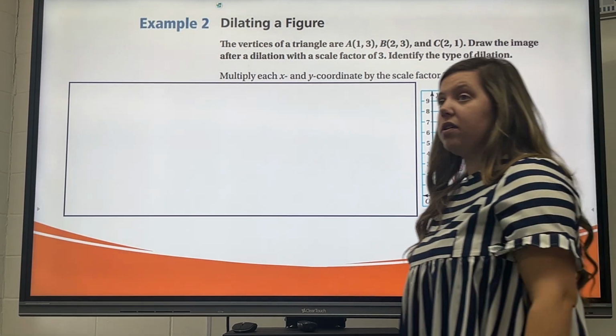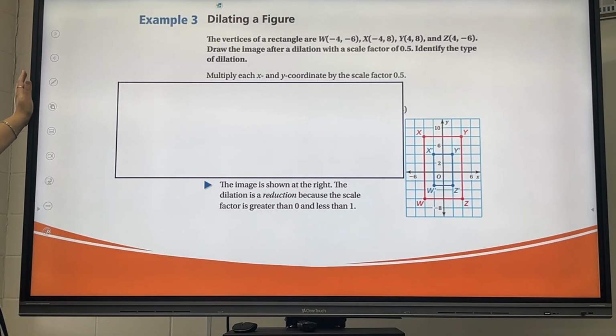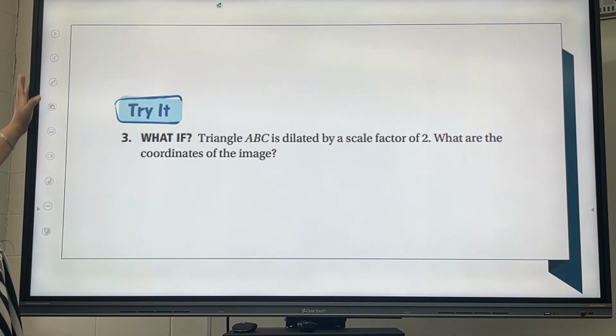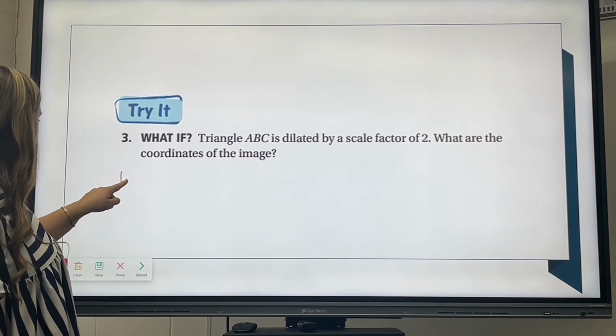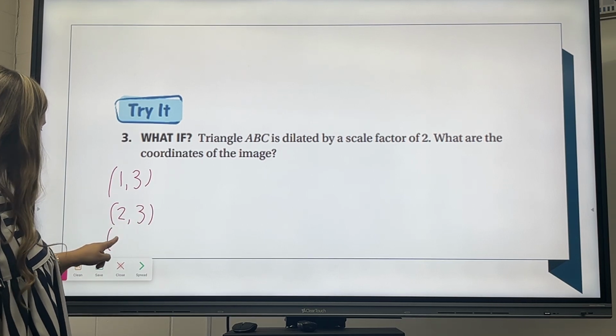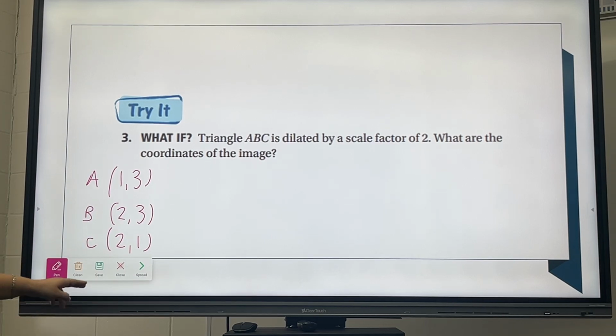So I think there's another one here for us to try. What if ABC is dilated by a scale factor of 2? What are the coordinates of the image? Give me a second to just go back and write down those points. 1, 3, 2, 3, 2, 1. Okay, A, B, and C. Hopefully I just copied those down right.